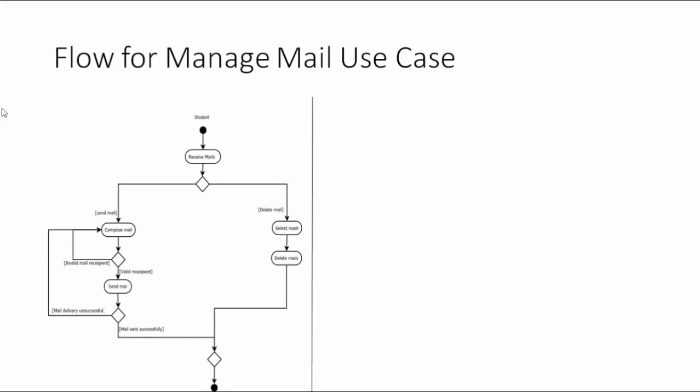Next is the activity diagram for the manage mail use case. First, as the student is logged in and requests the mail, he will receive all the mails. Next is send mail. If he wants to send mail, then first he will compose mail. Then we will check whether this mail has a valid recipient or not. If yes, then we will send the mail.